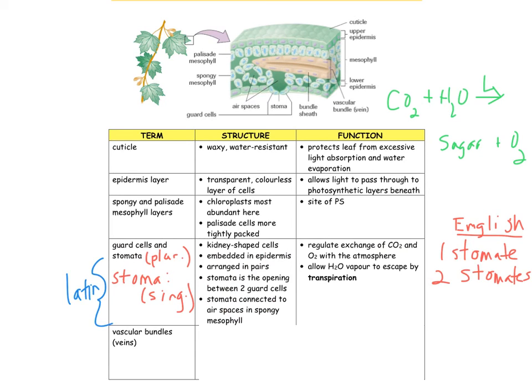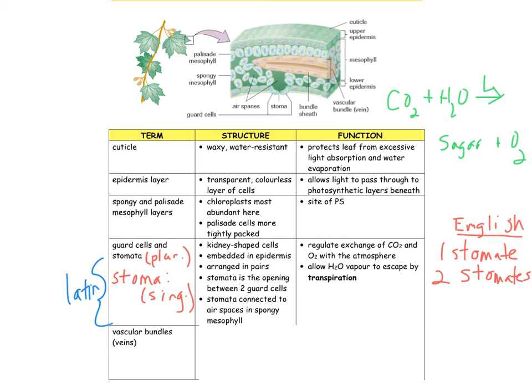If there's excess water vapor, if the plant is getting a little bit too hot, think of it like sweating for us, right? Excess water vapor will also be able to leave the plant leaf through those guard cells, through the stoma.